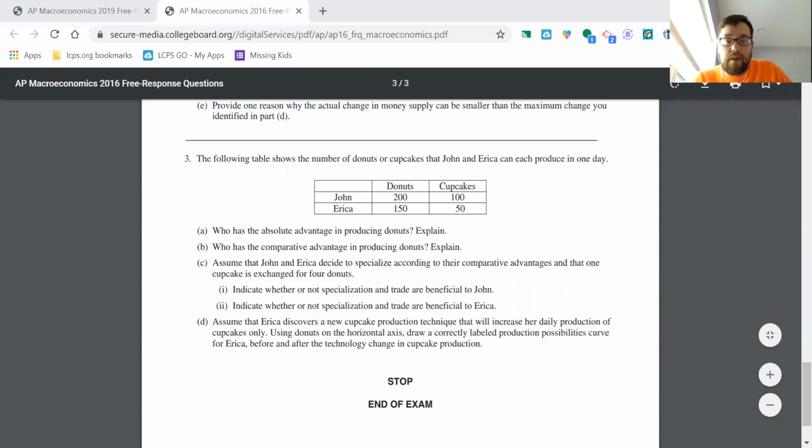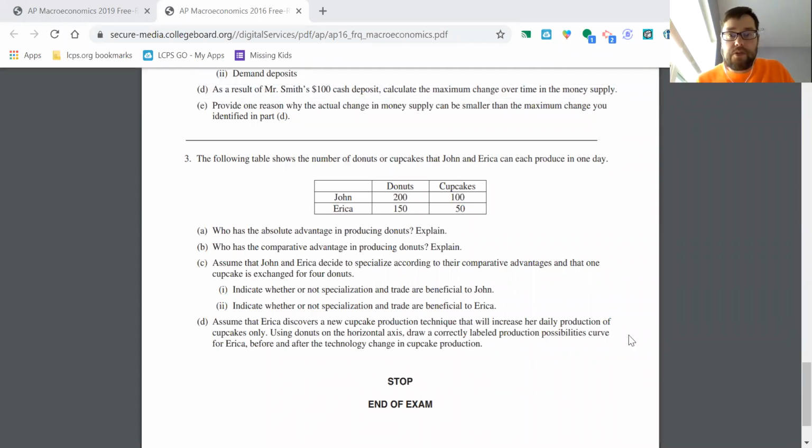I want to take a look at a 2016 Macro FRQ question number 3. So I'm going to share my screen. All right, here we go. So the following table shows a number of donuts or cupcakes that John and Erica can each produce in one day. So we've got our table there, and it's pretty straightforward.